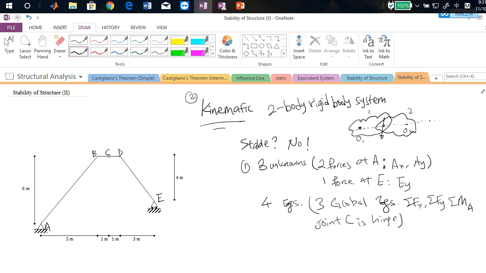Why? If the center of rotation O2 is somewhere around here, and I connect these two points, then this point will move in this direction, which contradicts the movement from O1. So if a two-body system is unstable, the condition is that O1, the connection point, the hinge, which we call C, and O2 form a straight line.